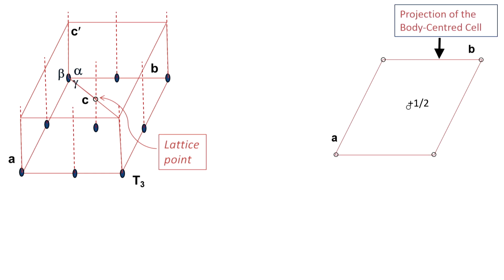So, this is a projection of this body centered cell with the vectors A and B, and the lattice points are also projected, and the central body centered lattice point is also projected on the two-dimensional plane. This plus half is written to indicate that it is not in the AB plane, but it is halfway up along the C prime axis. Let us draw an adjacent projection of the same unit cell.